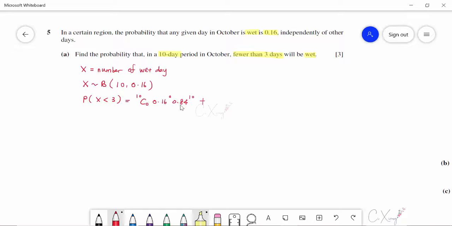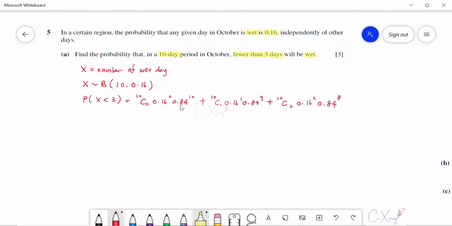Okay, then plus the next value, which will be x equals 1. So it will be 10C1, then 0.16 power 1, 0.84 power 9. And the next value will be x equals 2. So 10C2, 0.16 power 2, and then 0.84 power 8.